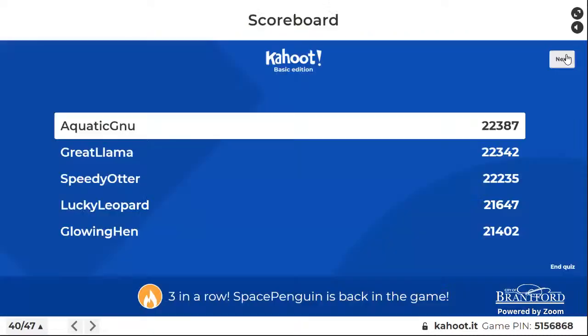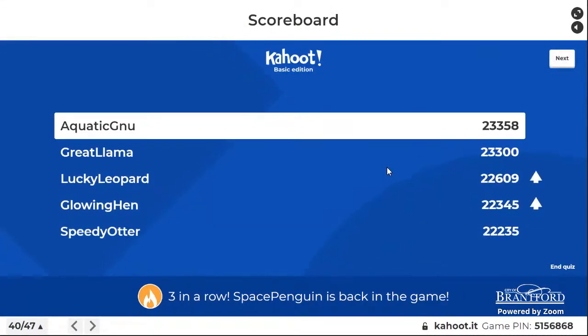So heading on to the next question. All right, well, let's check out the scores first of all. And we had quite a few changes there. So Lucky Leopard is back in the running there in third place, followed by Glowing Hen and Speedy Otter. But Aquatic New is still in first place, ahead by only 58 points.